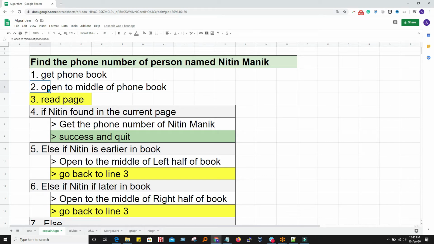Step 2, you open the phone book to the middle. Now you read the page. If you find Nitin on the current page, that means your problem is solved. You got success.